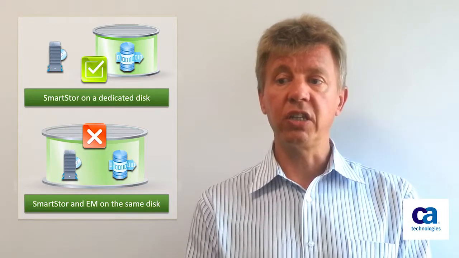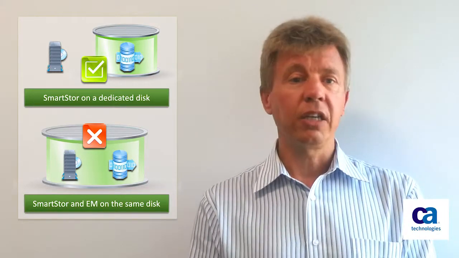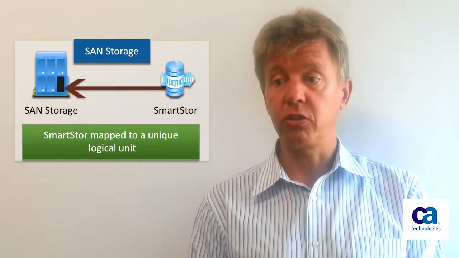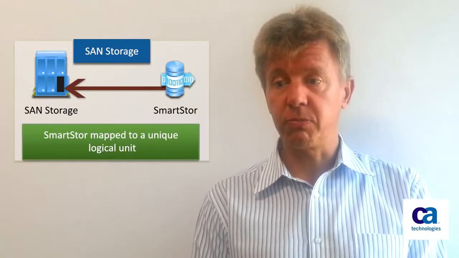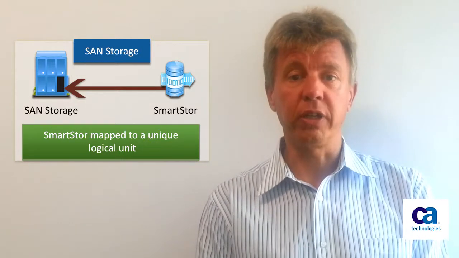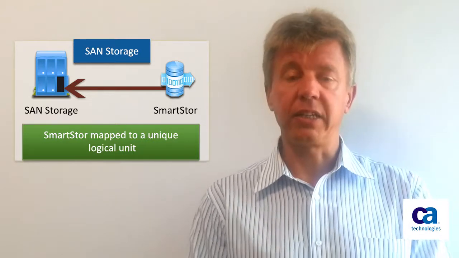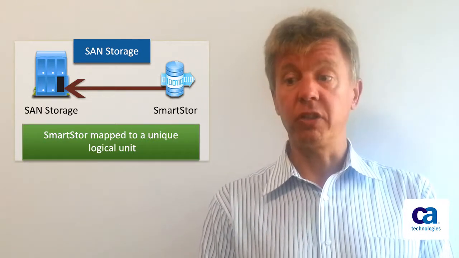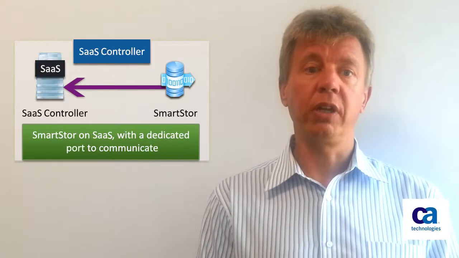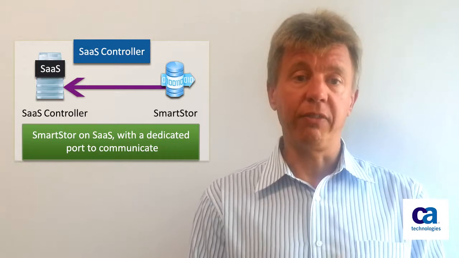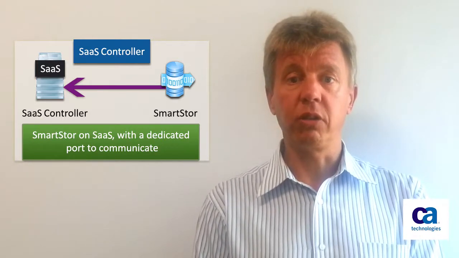So using a single disk for Enterprise Manager and SmartStor is not what we recommend. You really need your SmartStor on a separate hard disk. You could also deploy your SmartStor database on SAN storage. In that case, map each SmartStor to a unique logical unit on that SAN storage that actually represents a dedicated physical disk. It's also possible to do it on a SAS controller. In that case, your SmartStor needs to have its own dedicated SAS port to communicate.